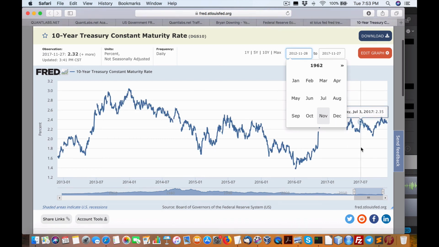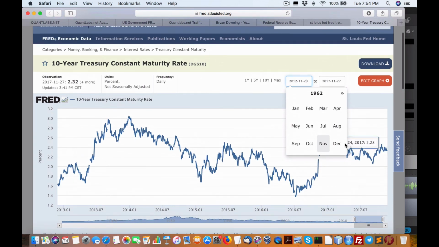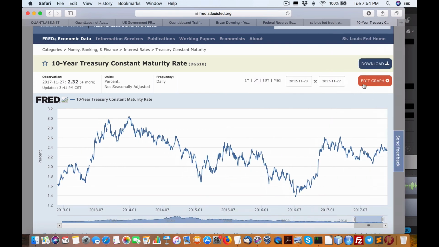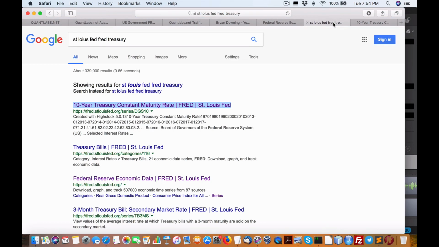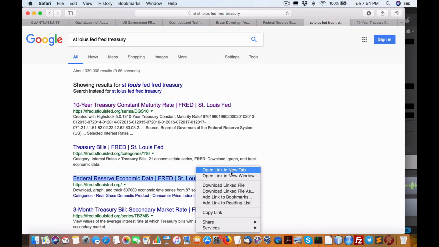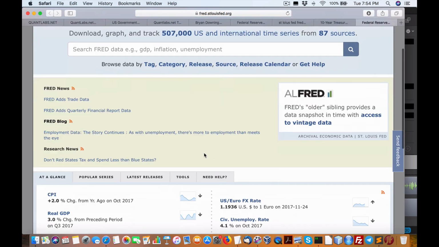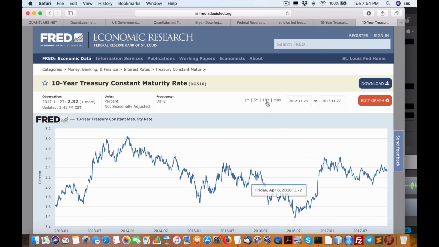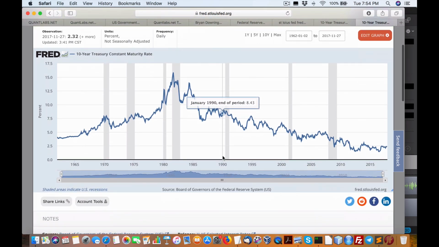So let's see if we can do a new chart. Let me make sure I'm getting this correct. They have changed things since I've looked at this. Treasury bill, Federal Reserve economic data. I think I came in through here. So we want the 10-year Treasury, and we want max. Yes, this is what I wanted.